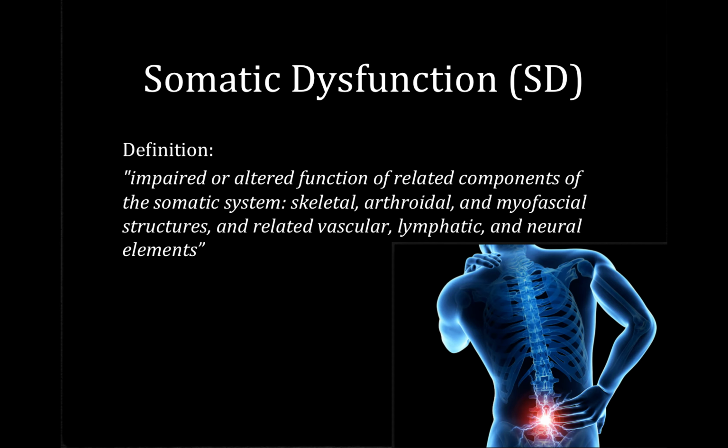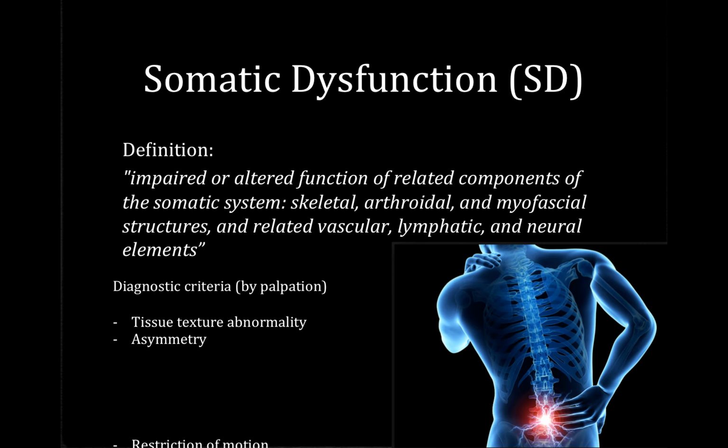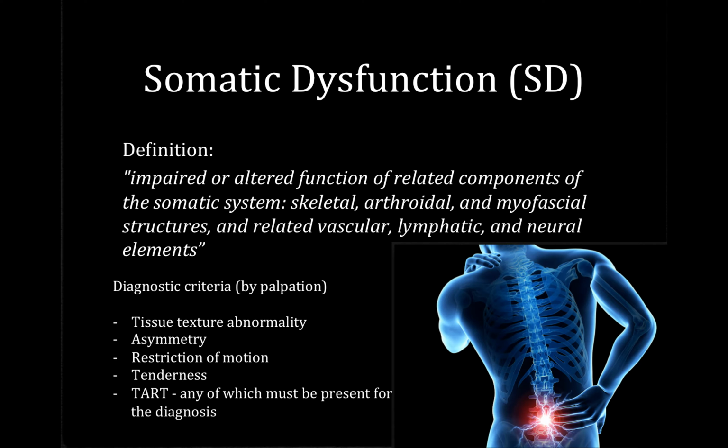Some diagnostic criteria are found by palpation and should be present. First, tissue changes, asymmetry, decreased range of motion, and tenderness. All this is known as TART, and any of these conditions must be present before the diagnosis of somatic dysfunction can be made.